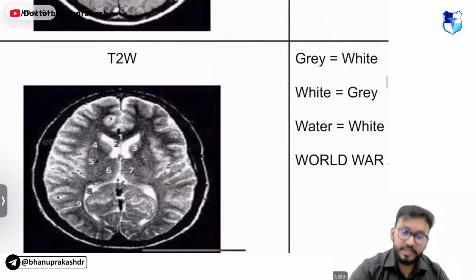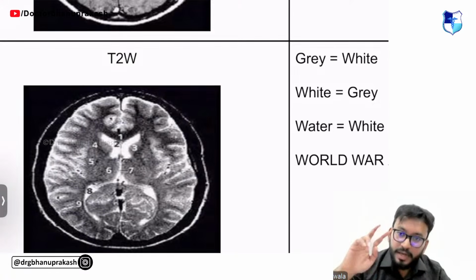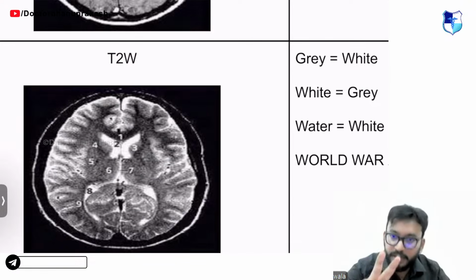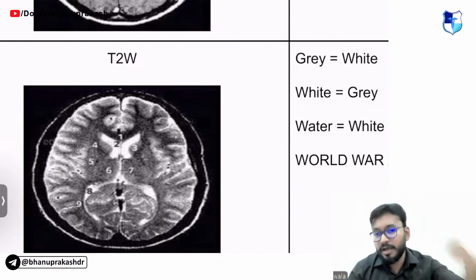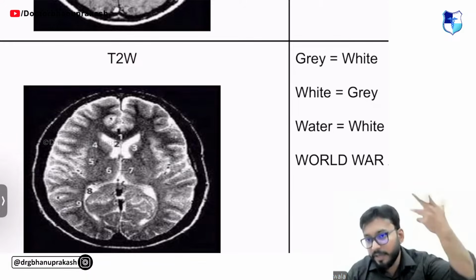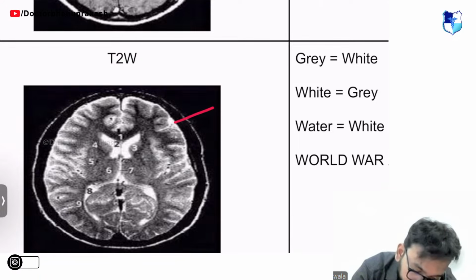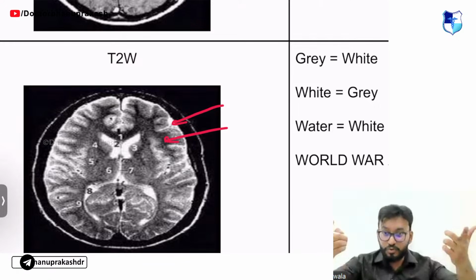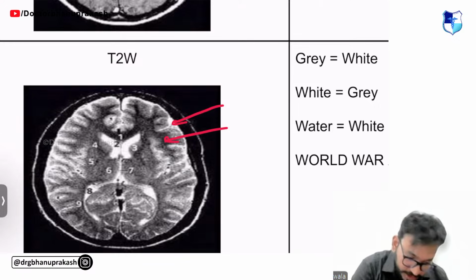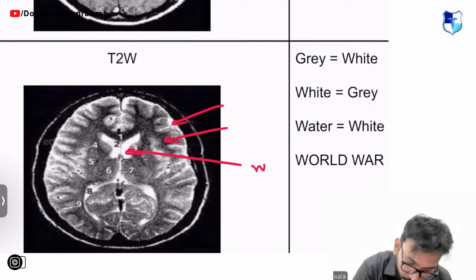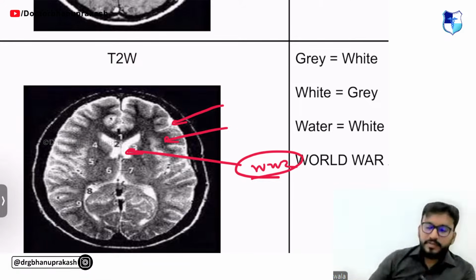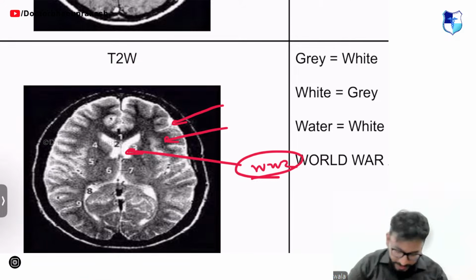T2 weighted is the opposite. In second year you study pathology, abnormal, opposite of normal. So the normal anatomy will be oppositely represented. The gray matter will appear white and the white matter will appear darker or gray. This is the reverse, Uno reverse. And what happens to the CSF? Remember World War II: water appears white on T2 MRI. CSF is nothing but water.